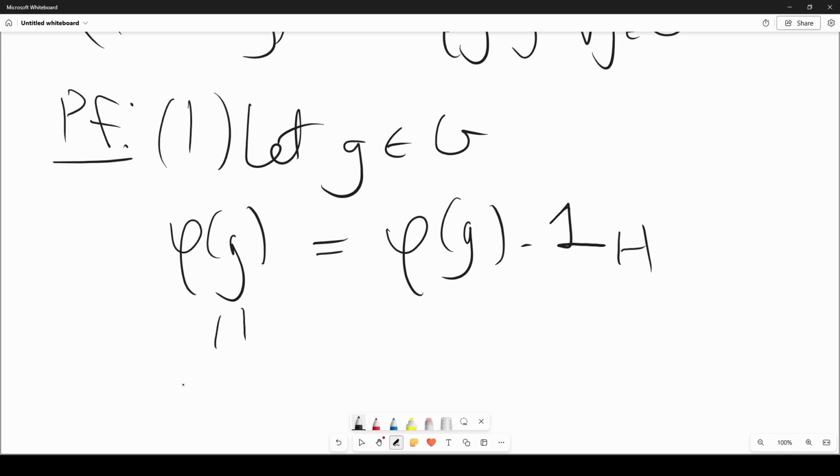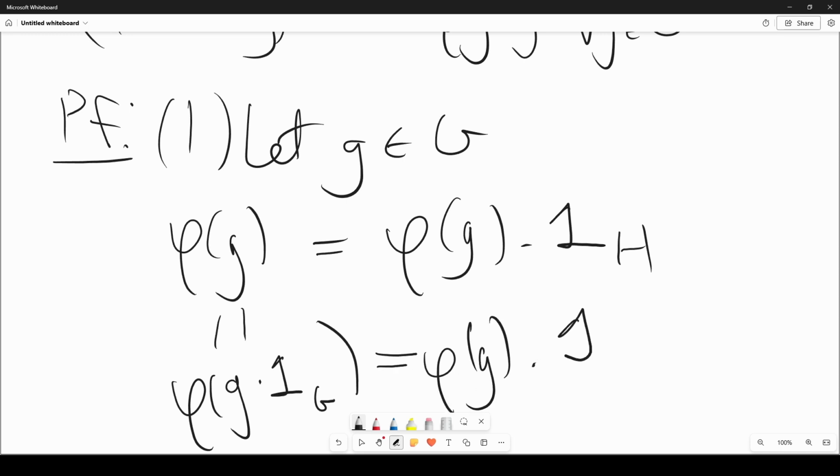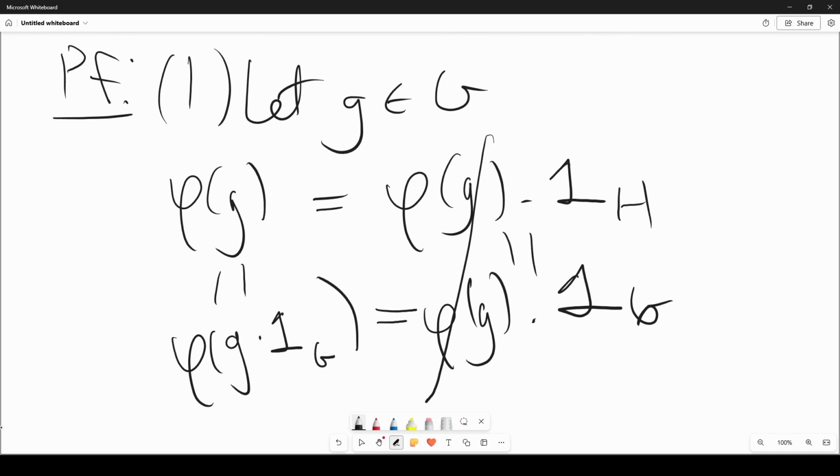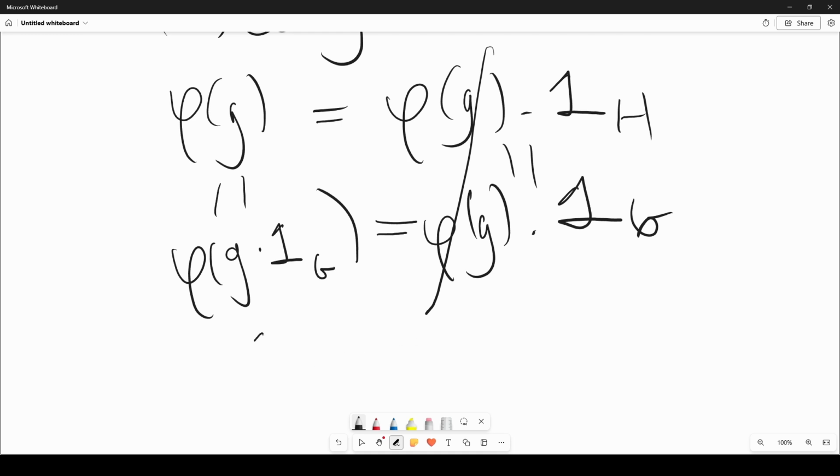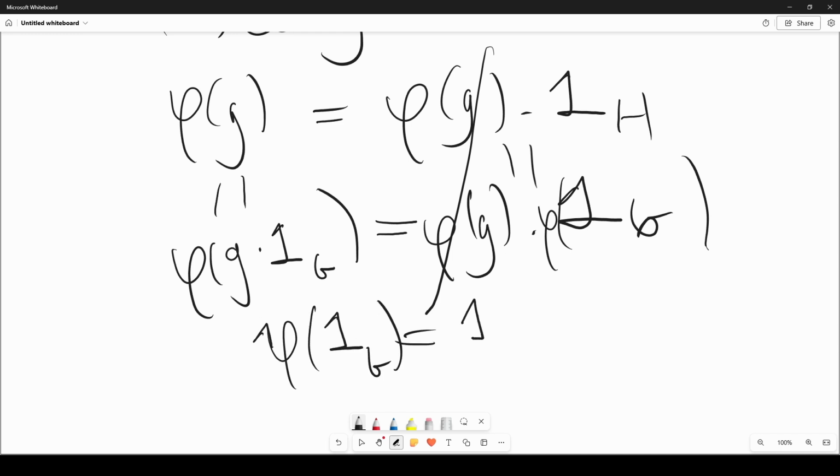But you can also write it as phi of g times 1_G, because that's how the identity in G works. But by the homomorphism law, I can rewrite this as phi of g times 1_G. So these two things are equal, the top and the bottom here. So I can cancel out the phi of g by multiplying by phi of g inverse, because inverses exist, and I get, oh sorry, I should write this as phi of 1_G.